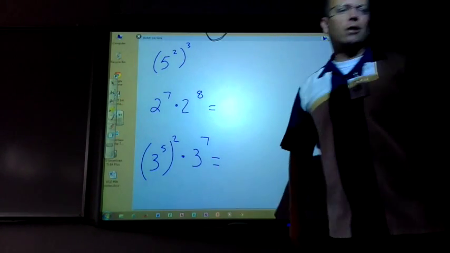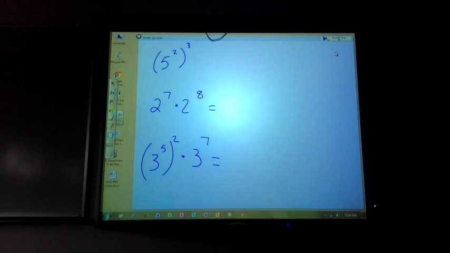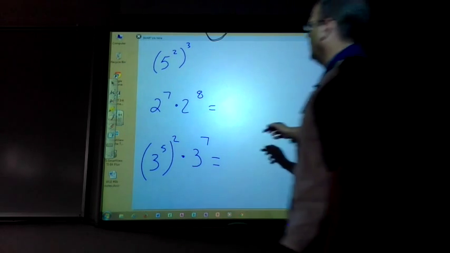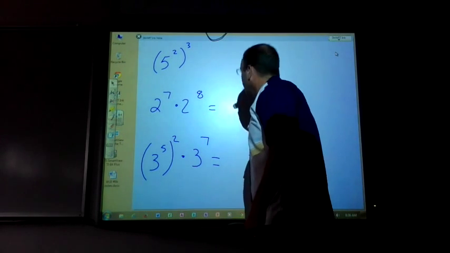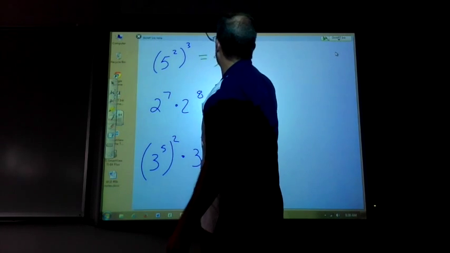All right, let's work through these. Let's see how we do. Very first one, 5 to the 2nd to the 3rd, exponents on top of each other. So we do what? Go ahead. 5 to the 6th power. I like it. 5 to the 6th power.